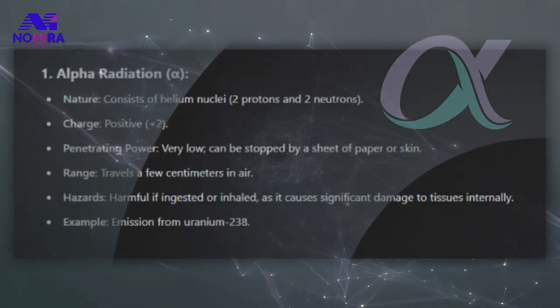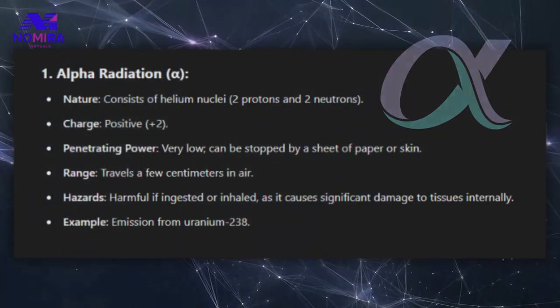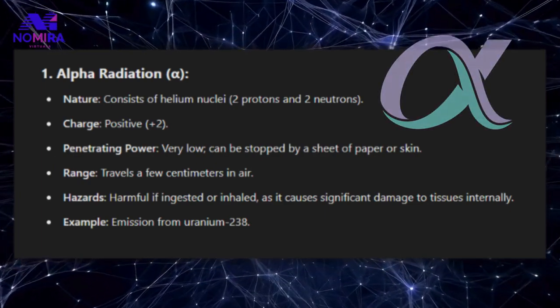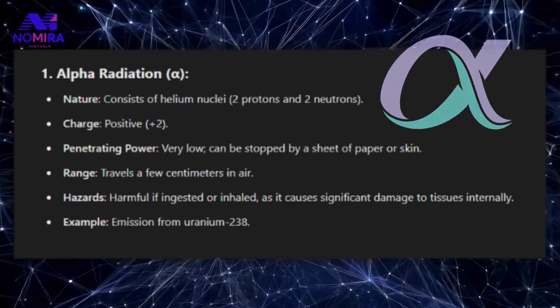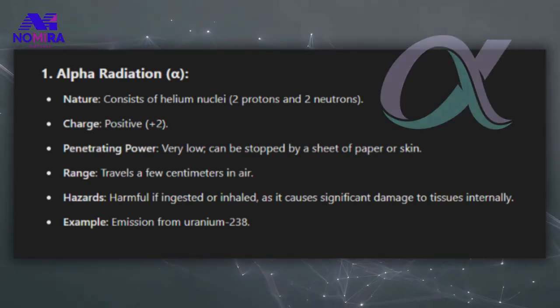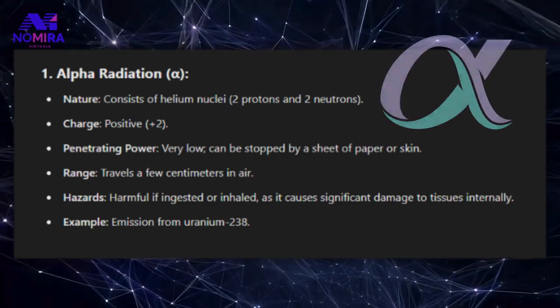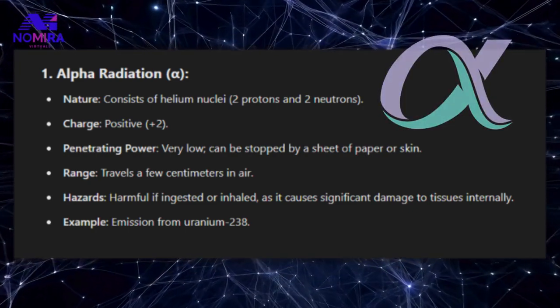So imagine alpha particles as tiny bowling balls consisting of 2 protons and 2 neutrons. They pack a punch, but they're relatively heavy and slow-moving. So they can be stopped by something as thin as a sheet of paper or even your skin. So they're the strong but short-range type.